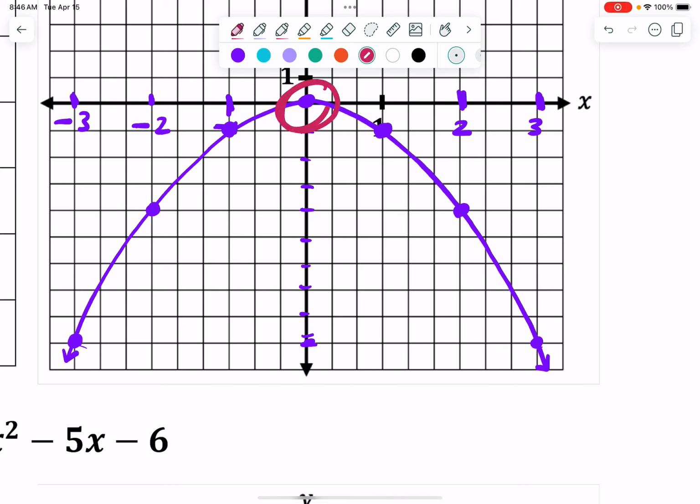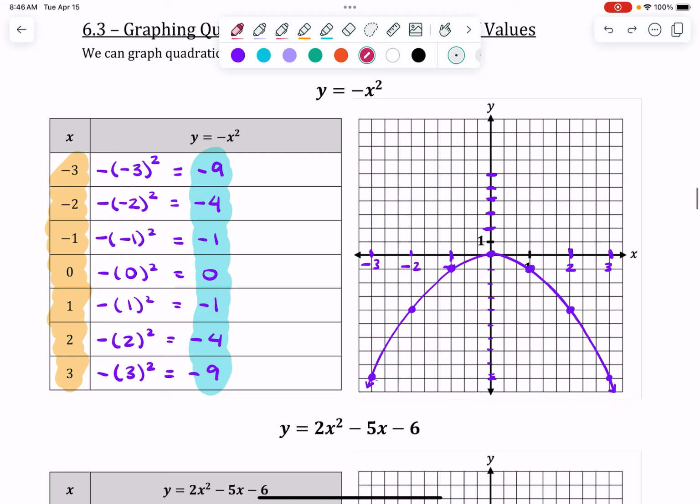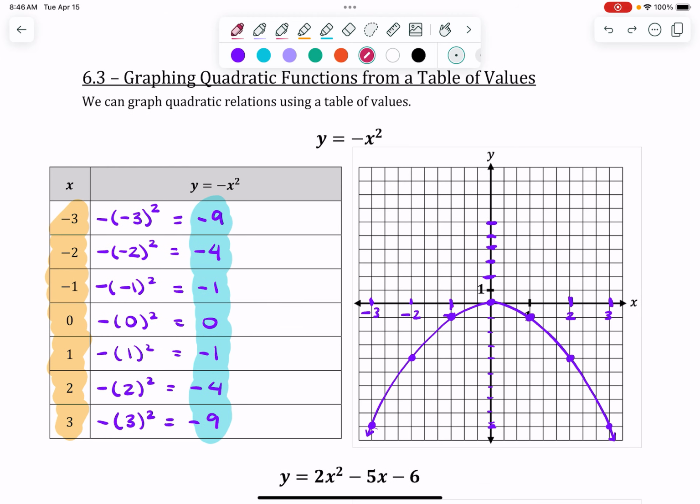I want to avoid making that top very pointy. Sometimes I see people graph parabolas, and most of it looks good, nice smooth curve, but the top is super pointy. So we want to avoid that as well. And that's it. That's how we graph from a table of values.